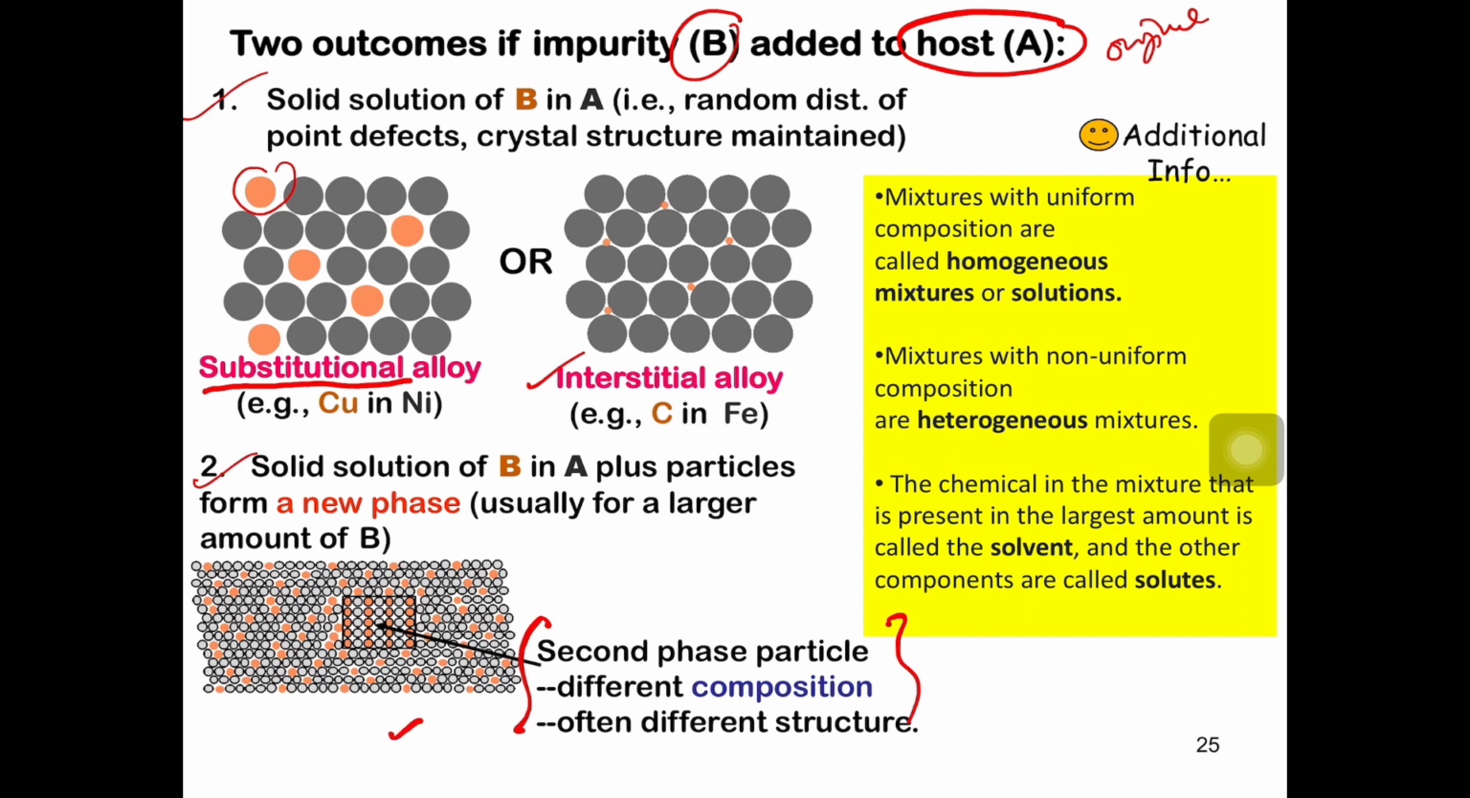Okay, this one is for the addition. A mixture with uniform composition is called a homogeneous mixture or solution. The keyword is uniform. A mixture that is non-uniform we call heterogeneous. The chemical in the mixture present in the largest amount is called the solvent. The other components are called solutes. These are terms you have to remember and understand very well, because after this we will use them.